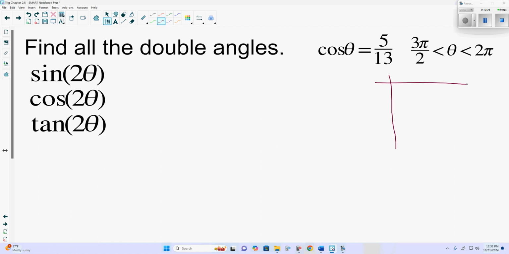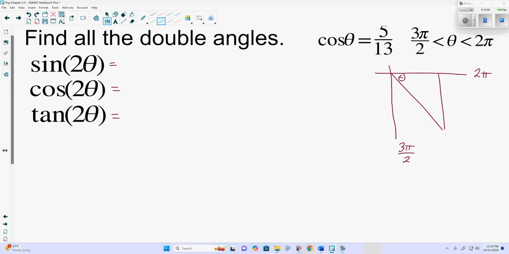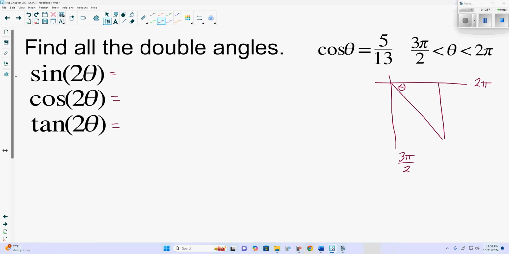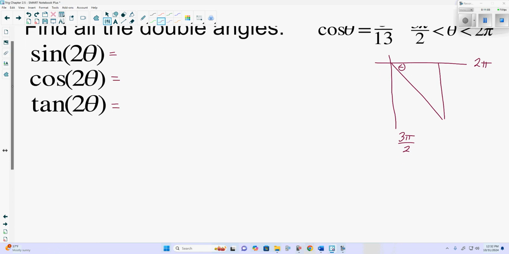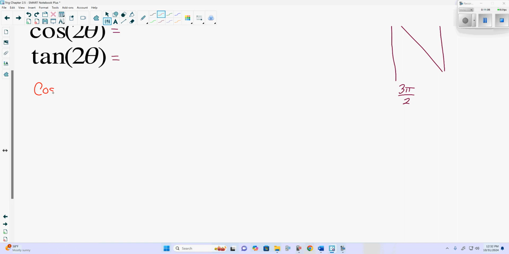So if we're to draw this, well, 3 pi over 2 to 2 pi is just telling us that we're in the fourth quadrant. And this is going to be our angle here. Now, out of these three here, we can find cosine without having to do anything else. Because cosine of 2 theta is equal to 2 cosine squared of theta minus 1. Because that's one of our three forms.